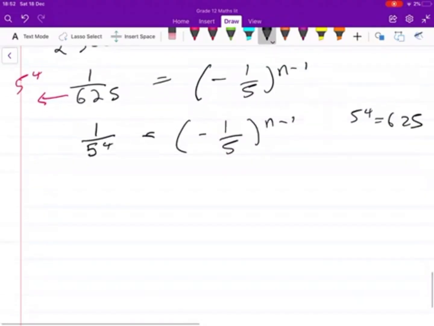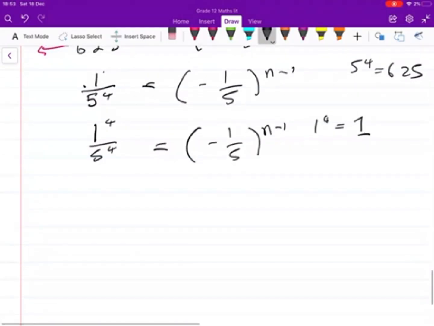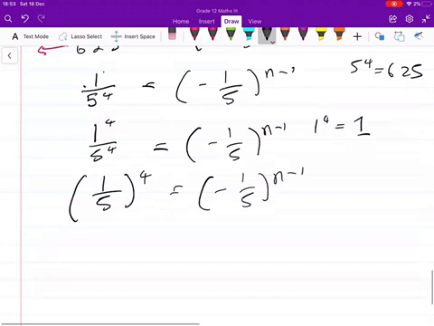This statement here, 1 to the exponent 4 is the same as 1, meaning this 1, I can rewrite as 1 to the exponent 4, over 5 to the exponent 4. The statement can be rewritten as (1 over 5) to the exponent 4, and this is (minus 1 over 5) to the n minus 1. Can you see what I'm doing here? I have made the bases the same. Now the issue that I have is the issue of the negative.